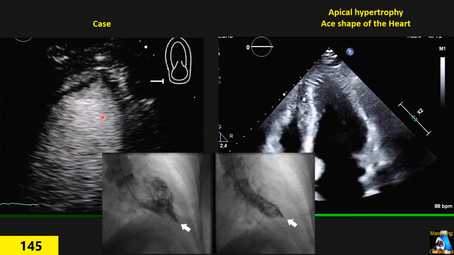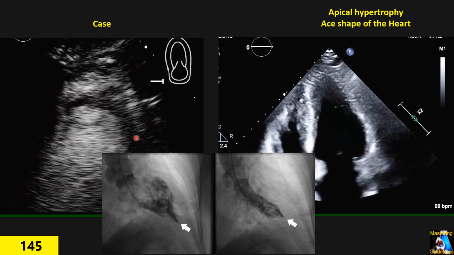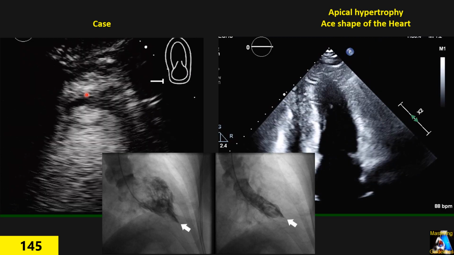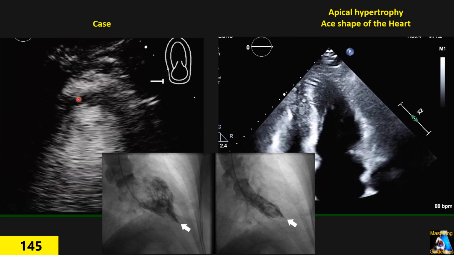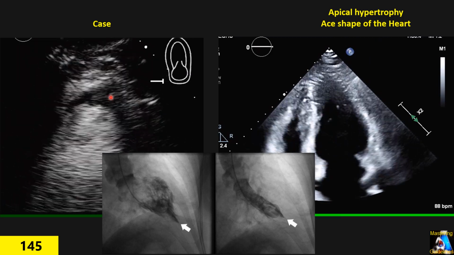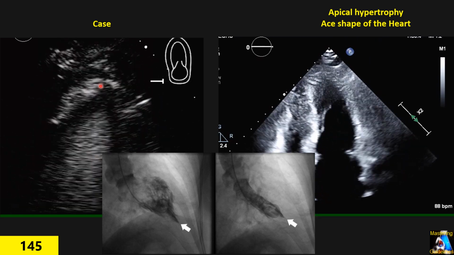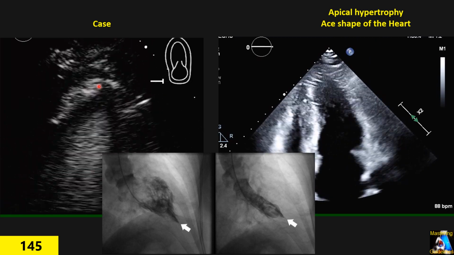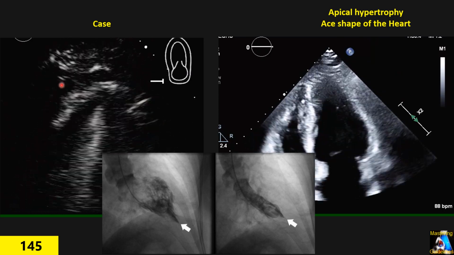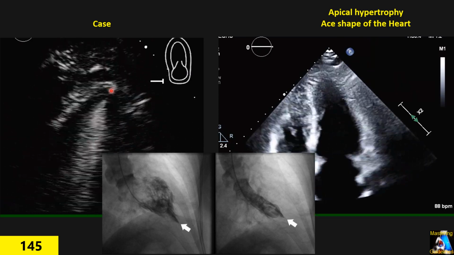In this case, we don't see any feature of hypertrophy. As you can see here, the myocardium at the apex is not only thickened, it is thinned too, and here you can see it is disrupted at this level. So we don't have hypertrophy of the myocardium.